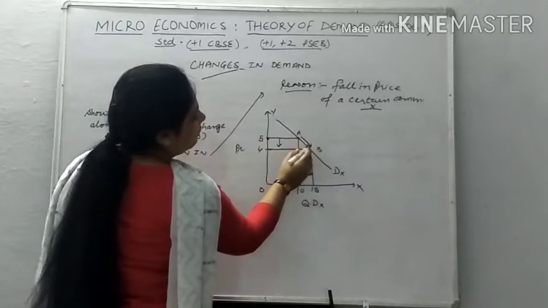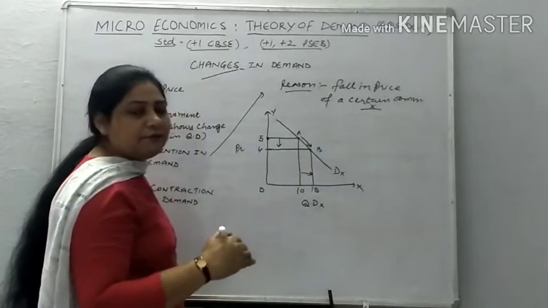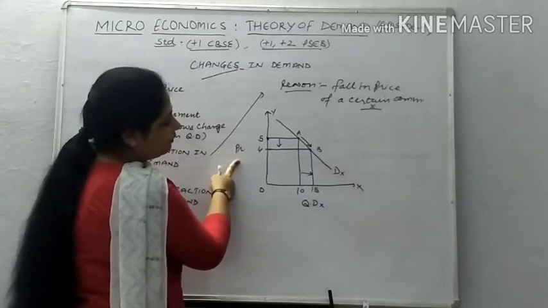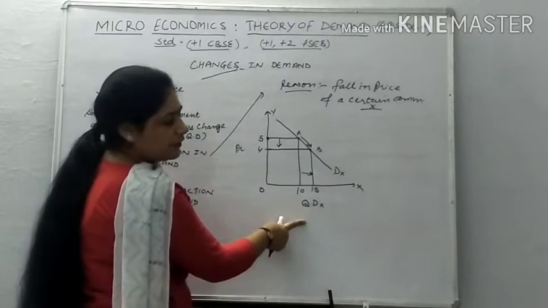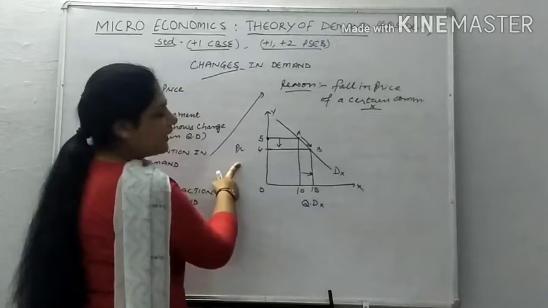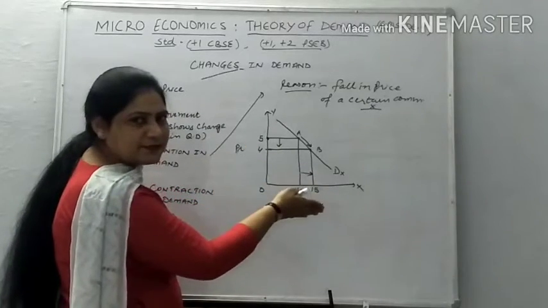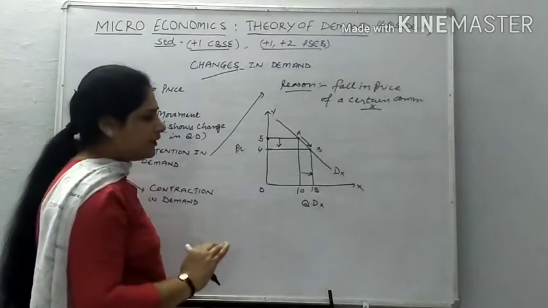And the downward arrow, why do we show it here? Because of the negative relationship between these both variables, quantity demanded of X and price. When price falls, quantity demanded extends. I hope you got it.